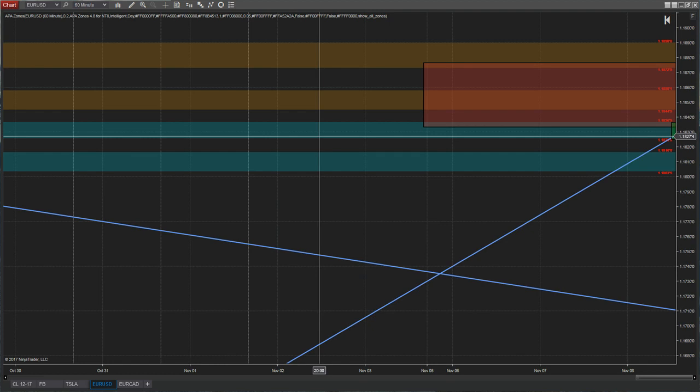It is a nice aqua color. This aqua color suggests that price has not retested this level, therefore it's fresh and clean and could hold some very nice resistance to the downside as price comes into this.